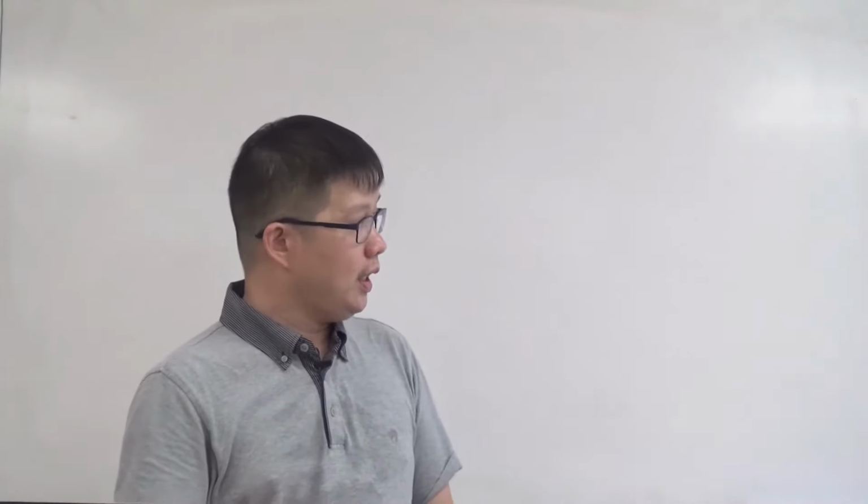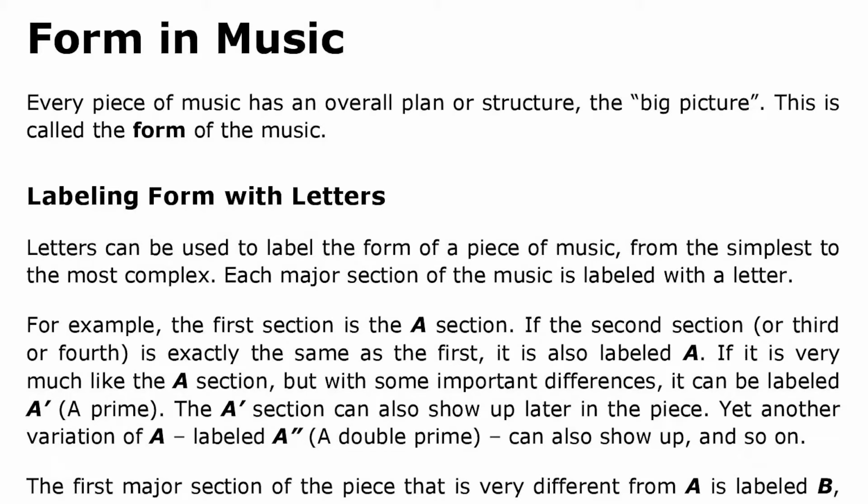Our topic for today is about form in music. Let's take a look on the screen. When we talk about music, the form is labeled with letters. Now for the letters, they usually use the alphabet, so the piece will be divided into different sections. You will see the song, it says A section, B section, and C section, etc.